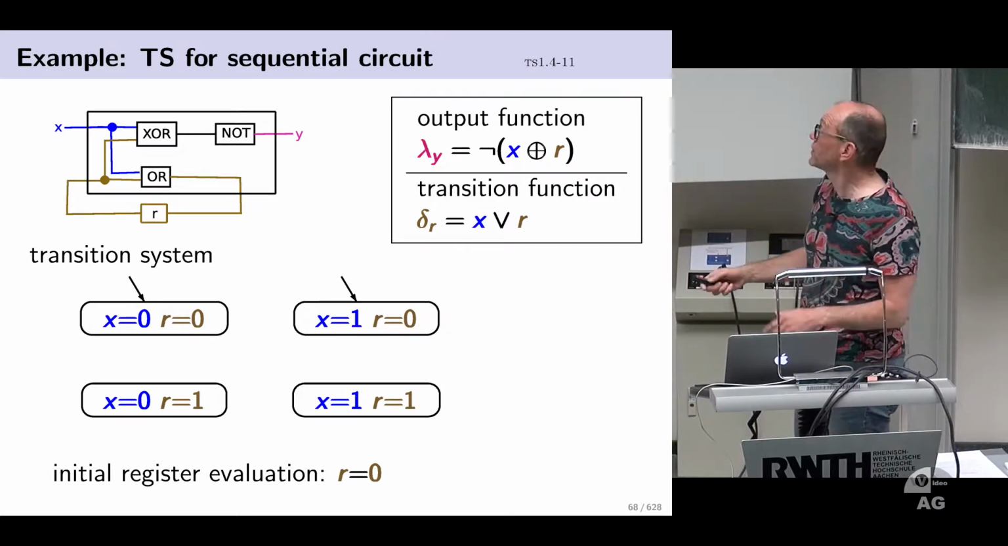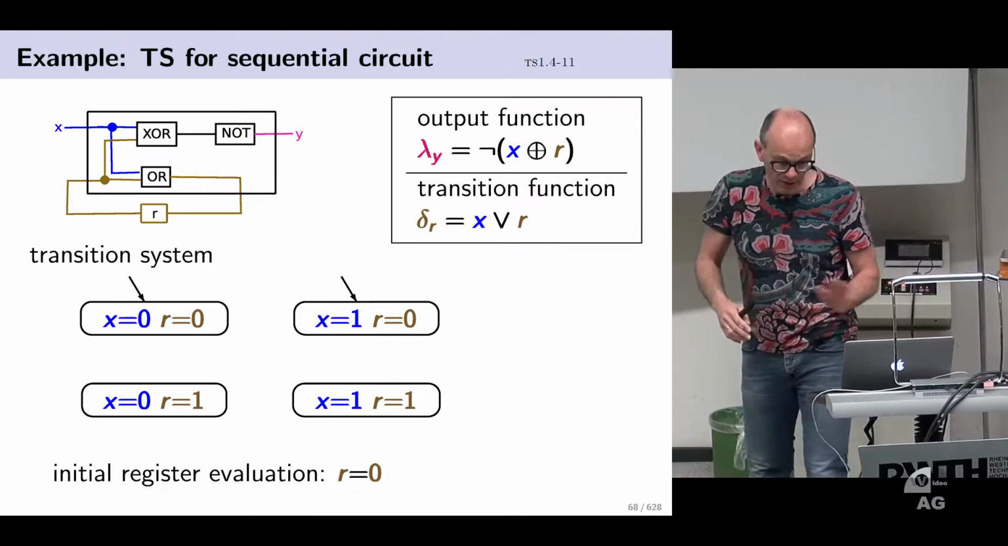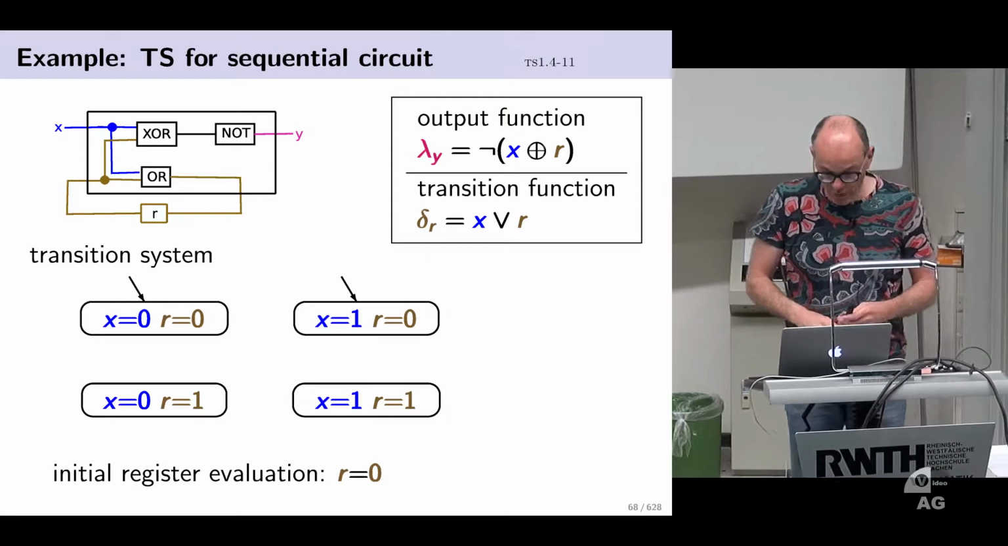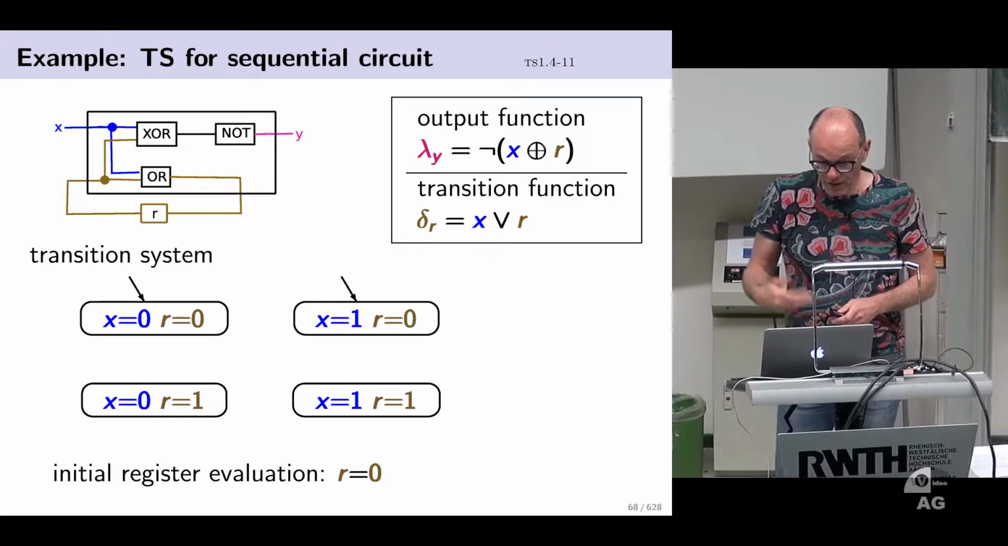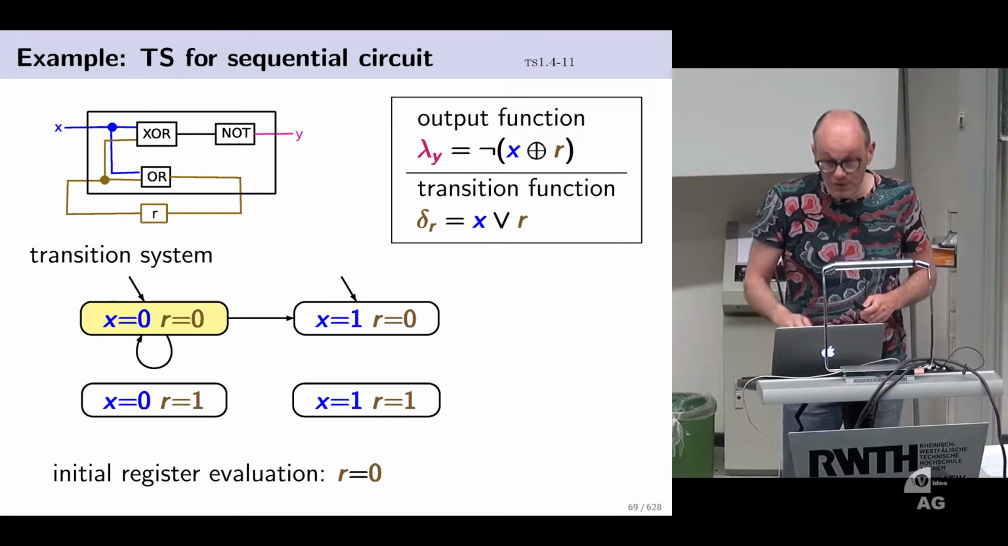Good, and this has been my assumption. If the assumption is different, then of course you could also start here and there, but then the assumption is that the register is initially 1. I make the assumption that initially the register is 0. Good, and now we have to look at the transition function. So here is one transition.